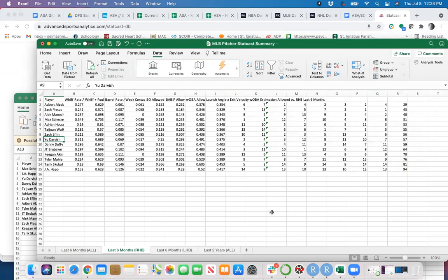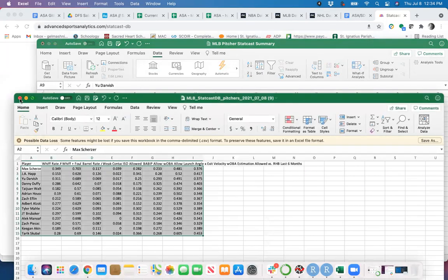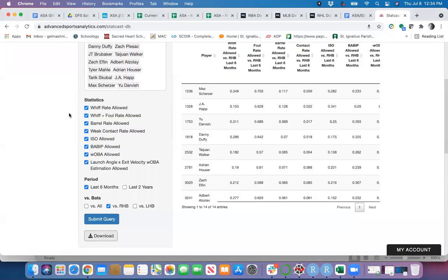Then let's actually close that. And this is a nice thing about this site, is that the ASA site breaks down by handedness. You can't get this actually on the MLB, like the Baseball Savant site. It doesn't break it down this way. So this is one of the advantages of using this database here.